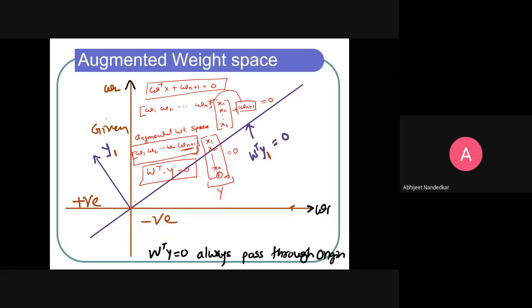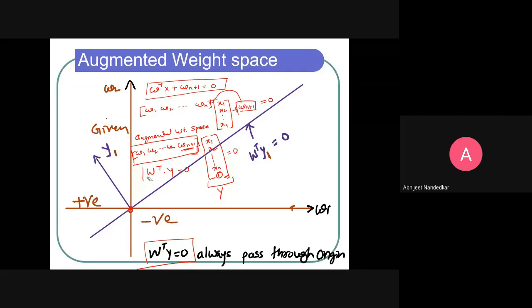Same equation I am rewriting in this form. But what is the beauty of this? This line will always pass through the origin. You can check that. Remember, this w transpose y equal to 0 will always pass through the origin of this augmented space. So there is no constant actually added. If you add some constant, the lines will shift. Since there is no constant here, the constant is shifted to augmented space. So this w transpose y is always passing through the origin.